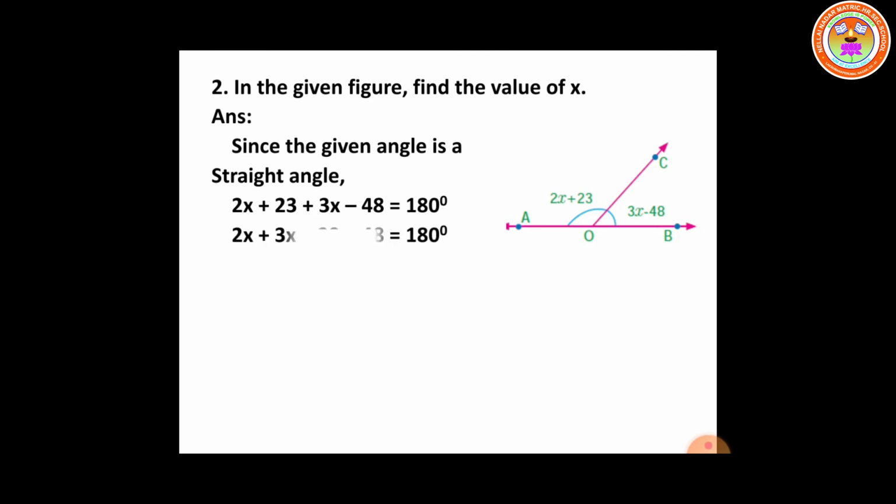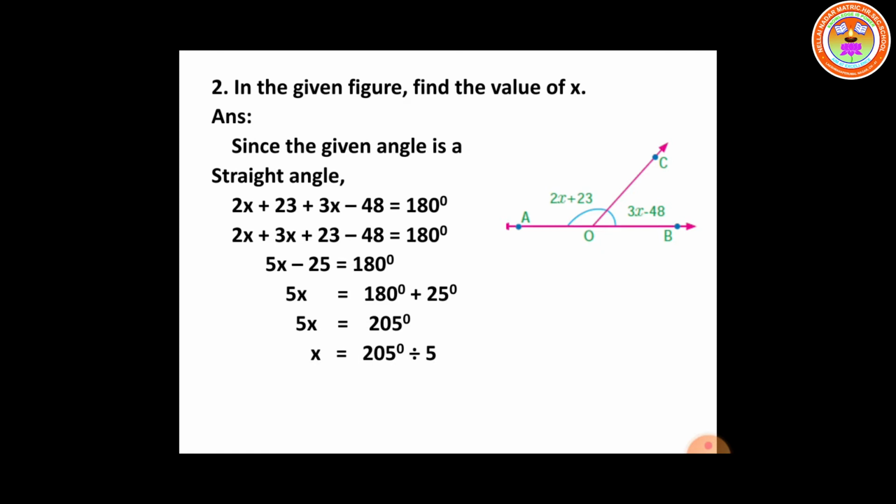So 5x, adding the like terms 23 minus 48. Next, 5x minus 25 equal to 180 degrees. So 5x equal to 180 plus 25. 5x equal to 205 degrees. x equal to 205 divided by 5 equal to 41 degrees.